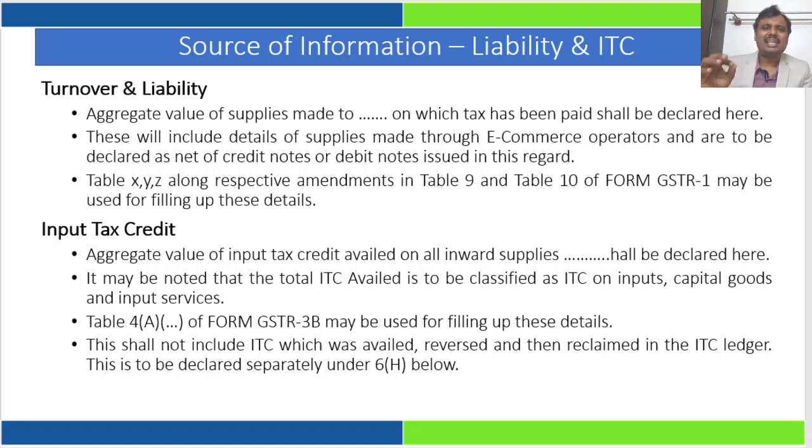GSTR 9 is an annual return. As I mentioned in my earlier video, it is an information return. Post filing of your annual return, there is no impact in your liability ledger or cash ledger or credit ledger. So you are only reporting what has happened, what was dealt, or what taxes were paid. So in GSTR 9, you cannot do a discovery of new figures for which the taxes are not paid.